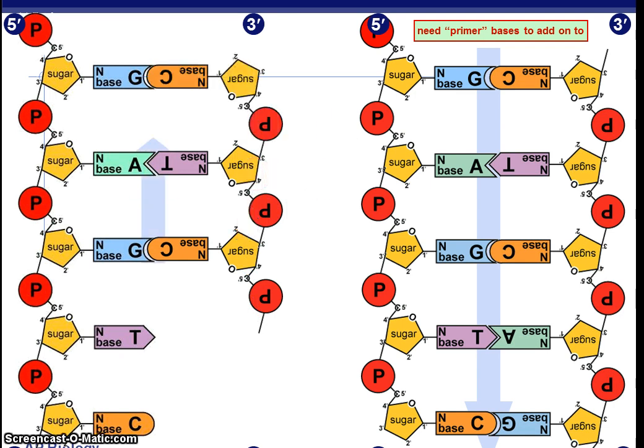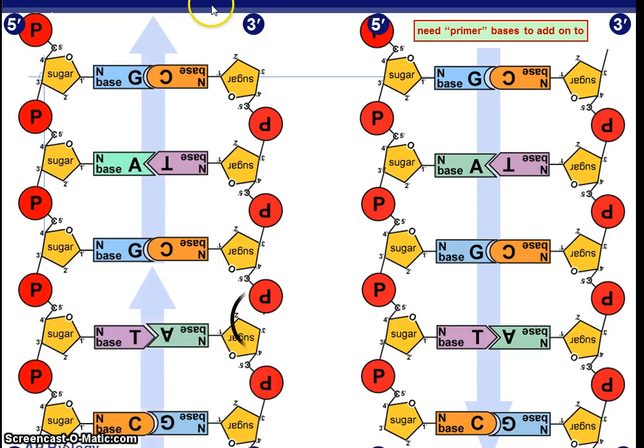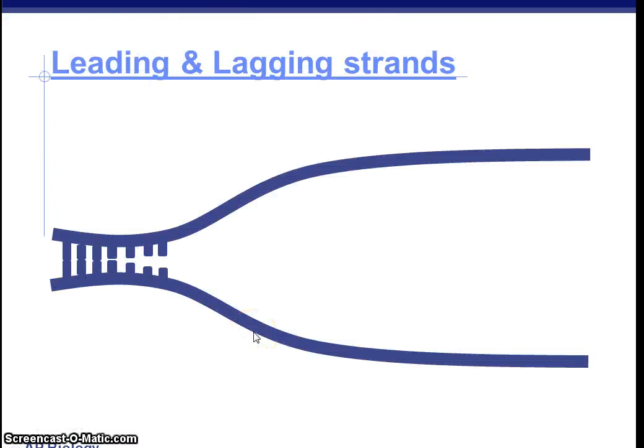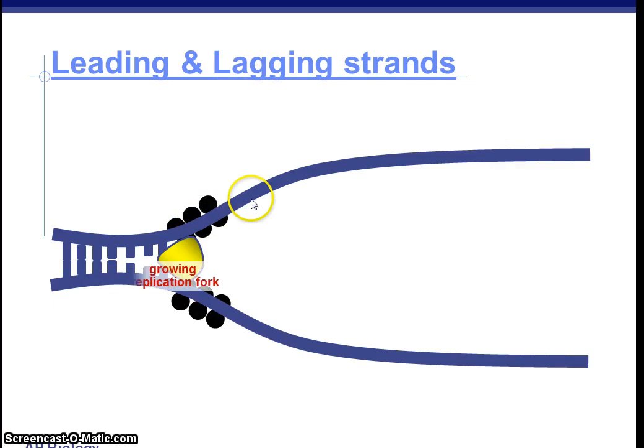We can go back and basically do it backwards. It has a 3' to 5'. And so ligase has to come through and bond those last ones. So you have leading and lagging strands. There's our helicase and our binding proteins. The replication fork is going this way.